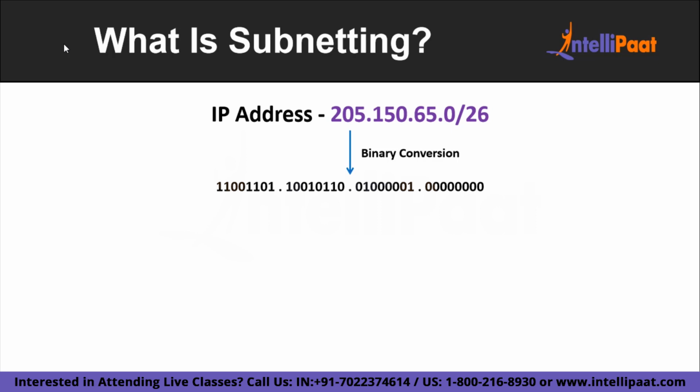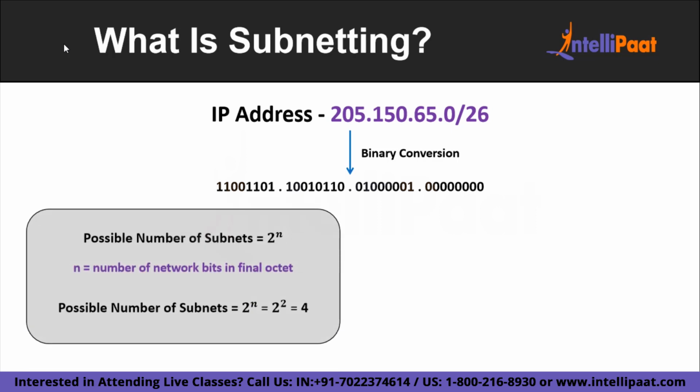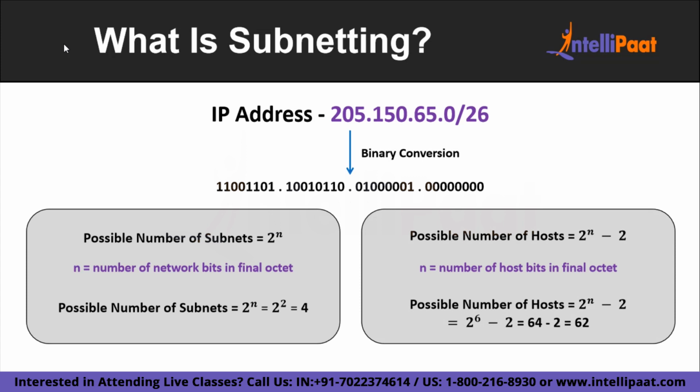Next factors that we can figure out are the possible number of subnets and possible number of hosts. The number of subnets can be calculated by the formula 2 to the power n, where n stands for the number of network bits in the final network-utilized octet. In this case, it is 2, so the possible number of subnets will be 4. Whereas the number of hosts can be calculated using the formula 2 to the power n minus 2, where n stands for the number of host bits in the final octet. Here we have 6 host bits, so the number of hosts we can have for this particular IP address will be 62.